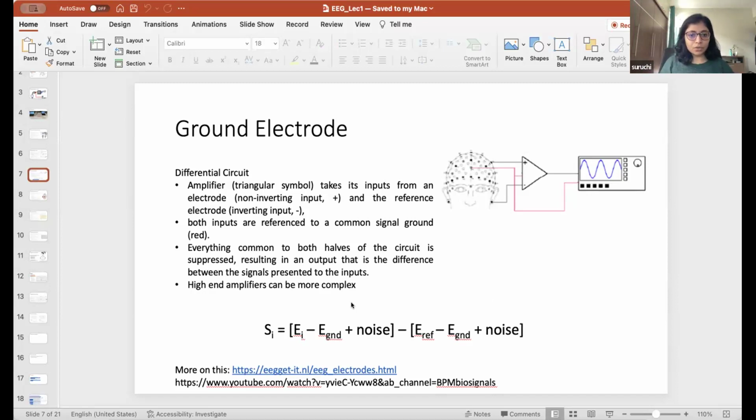This is a simplistic representation because none of us are electrical engineers. I'm sure there's more sophisticated circuitry that goes inside, but you can broadly understand that whatever electrode readings we are taking, we're subtracting ground from them. And whatever reference we are taking, we are subtracting ground from that. Then we subtract these two from each other to get the signal for one particular electrode. So this whole process is going on behind the scenes. We are not aware of where it's happening.